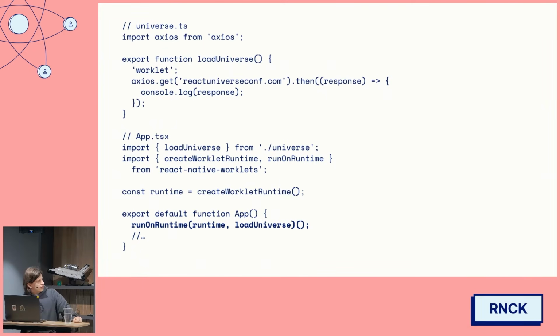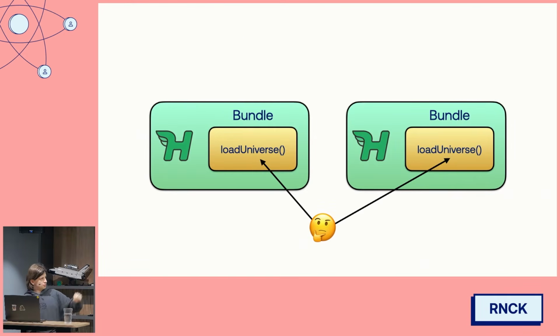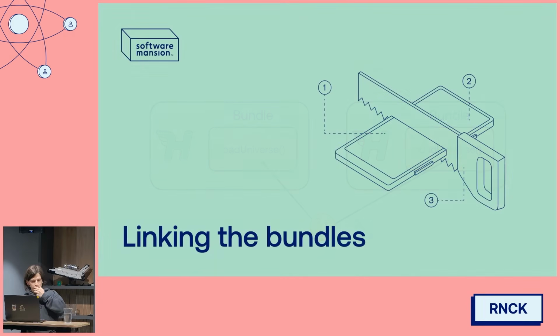But well, here's another problem. How do we link the functions? Because we have two runtimes. Each of them has the load_universe function, but how do we tell that if I want to invoke load_universe from one runtime, it executes exactly the same load_universe on another runtime? How are we linking the bundles? And to figure out how to link them, we must understand the structure of the JavaScript bundle in React Native.